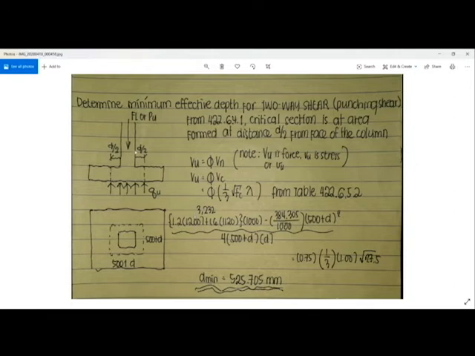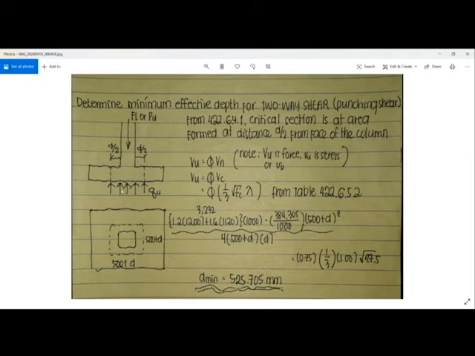So v sub u is equal to the concentrated factored load, 1.2 times 1,200 plus 1.6 times 1,120, multiplied by 1,000. So I multiply this by 1,000 in order to convert it into Newton. Okay, so minus 384.305, that is your q sub u. I divided it by 1,000 as well to make it megapascal, multiplied by (500 plus d) squared.